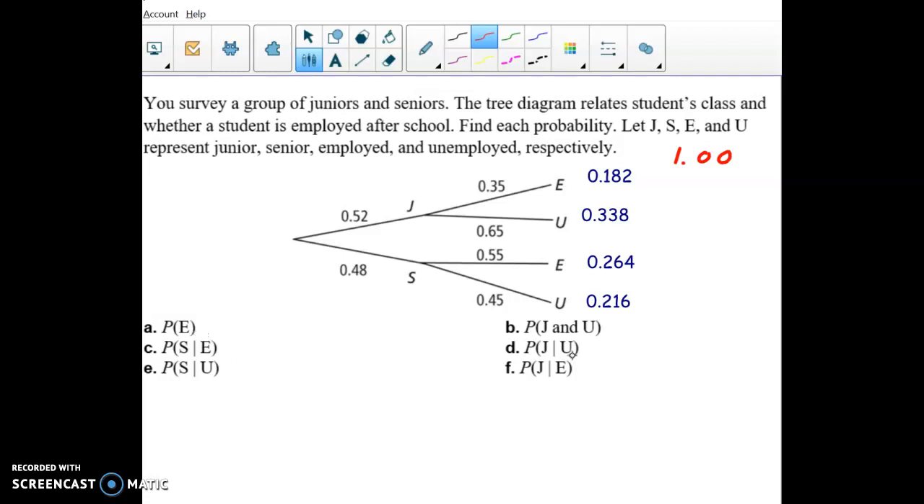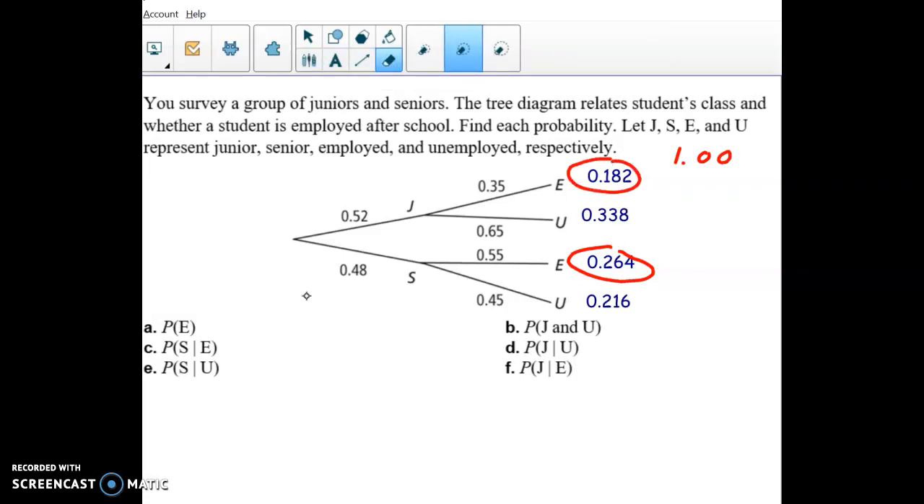Once you get the hang of it, you don't have to do all four of the conditional ones, the given that ones, but at least do a couple, make sure you got it. Okay, so the chances of being employed, right? I want to take the two spots that are the employed dots, which are just these two, and add those two together. So our chances of being employed are 18.2% plus 26.4%.